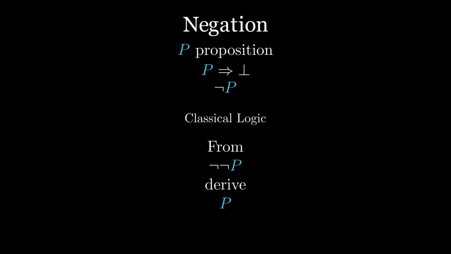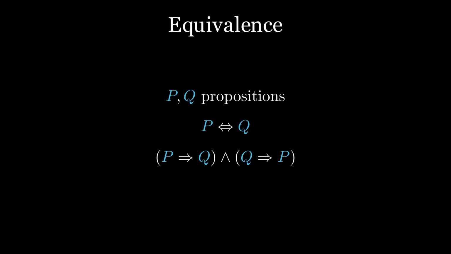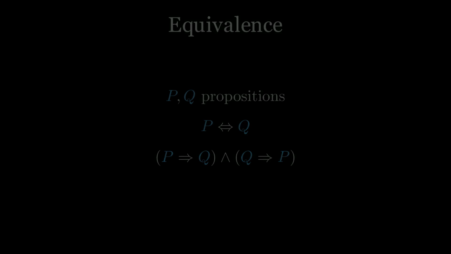There's one more abbreviation we commonly make, equivalence. For propositions P and Q, we write this, read as P if and only if Q, to mean P implies Q and Q implies P. That is, we can derive each of P and Q from the other.